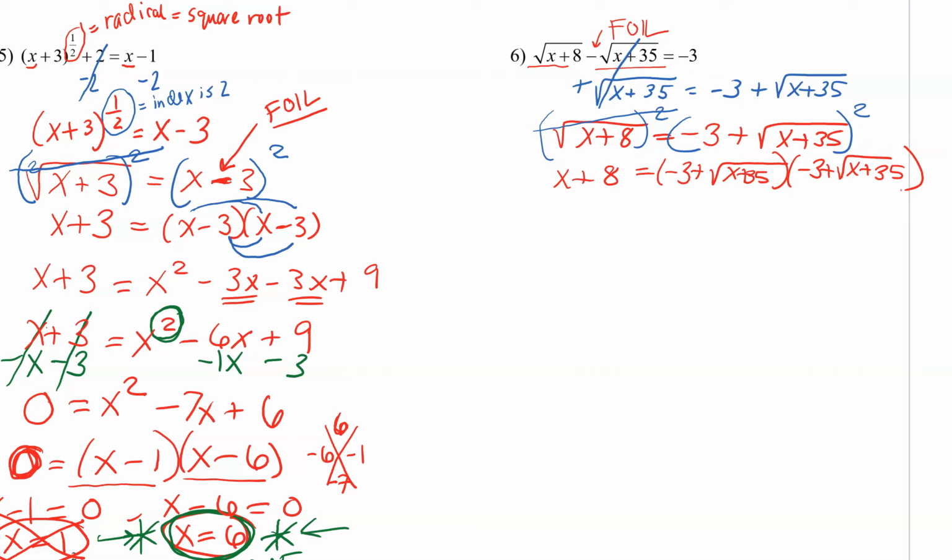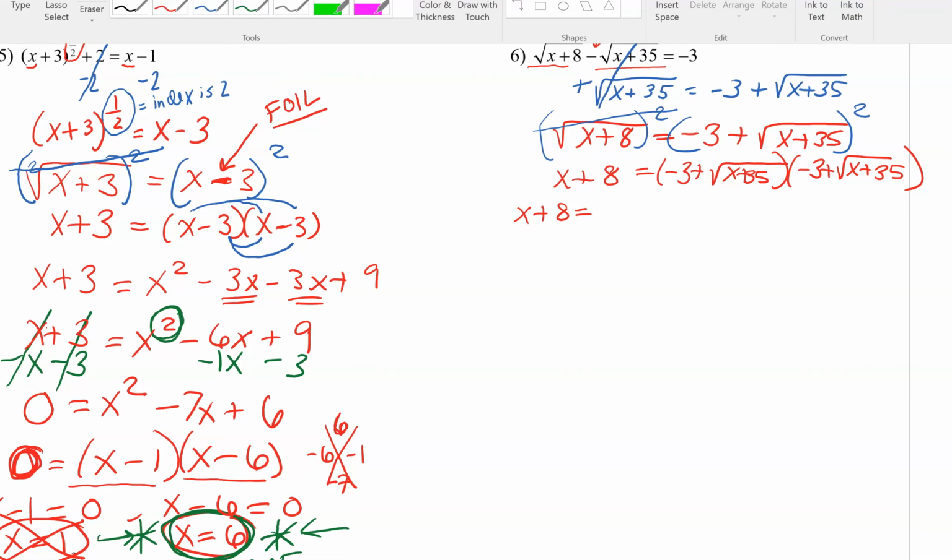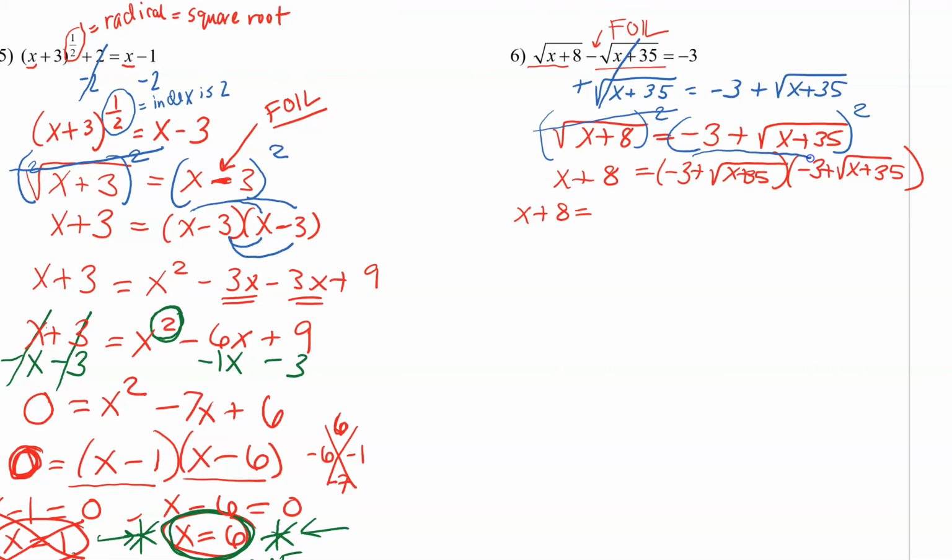Okay, so on the left side, I still have x plus 8. Now on the right side, I have -3 times -3, which is 9. And then I have -3 times the square root of x plus 35, which is just -3 times the square root of x plus 35. The outside number has to stay outside and the inside stuff has to stay inside. And then I have that same expression again, -3 times the square root of x plus 35. And then I now have to multiply the two square roots together.